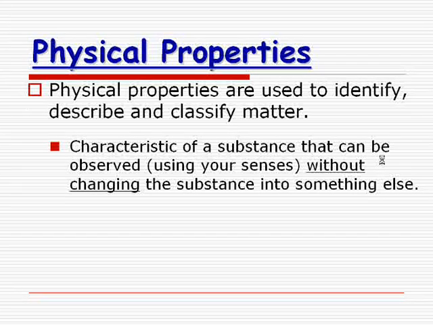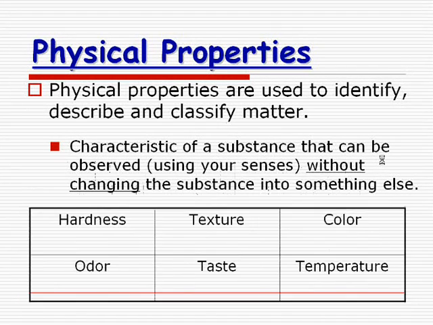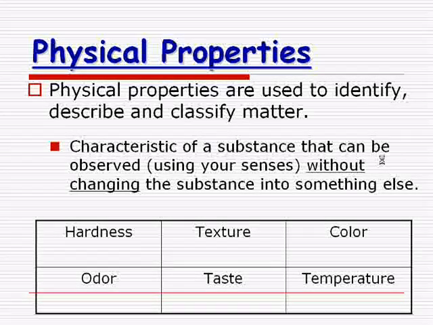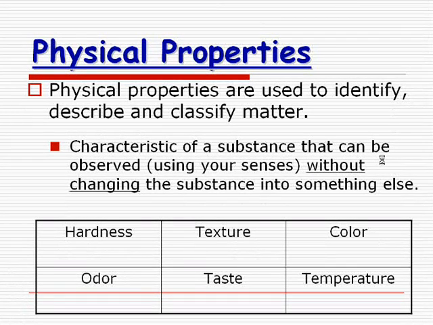These are physical properties. Some common examples of physical properties are things like hardness, the texture, is it smooth or rough, the color, how something smells, taste, and its temperature, what its temperature is at room temperature. So these are all common physical properties.